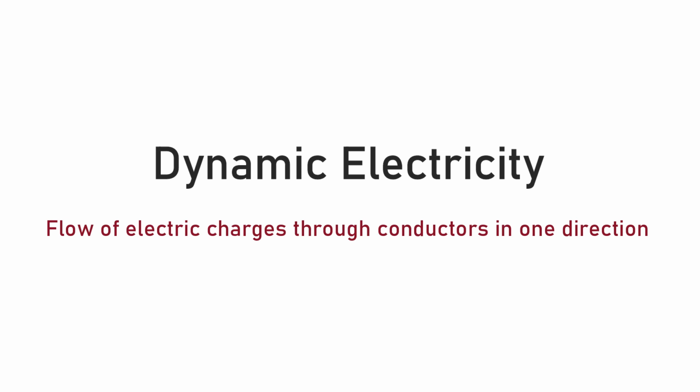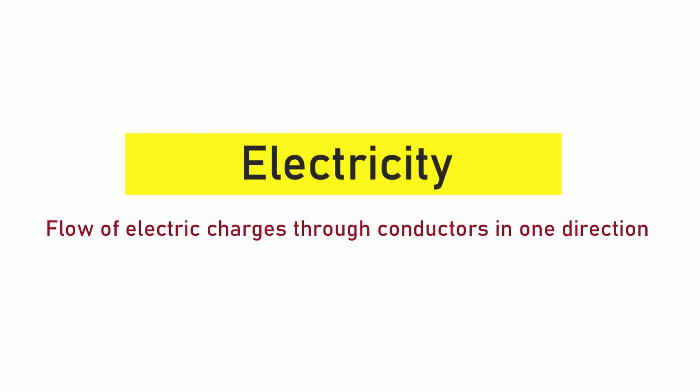So to sum it all up here, dynamic electricity is the flow of electric charges through conductors in one direction. Generally, when we talk about electricity or electric current, we mean dynamic electricity. Hence, we simply say that electricity is nothing but the flow of electric charges through a conductor.